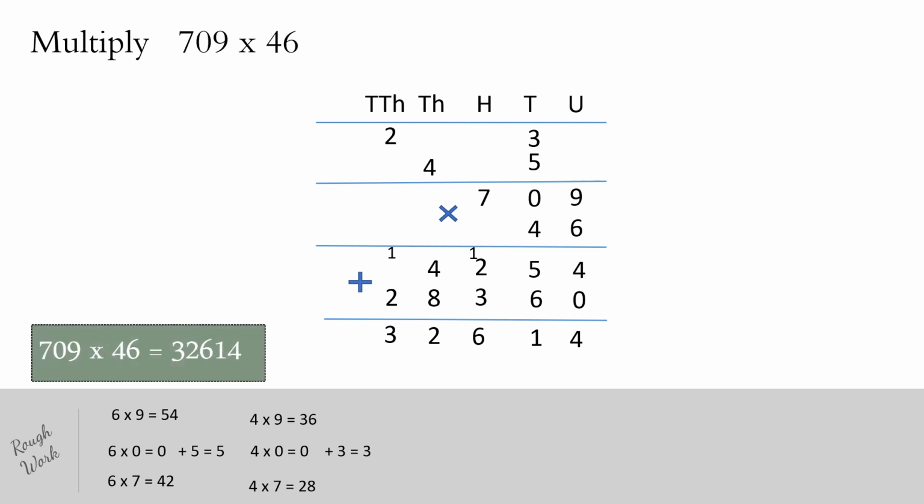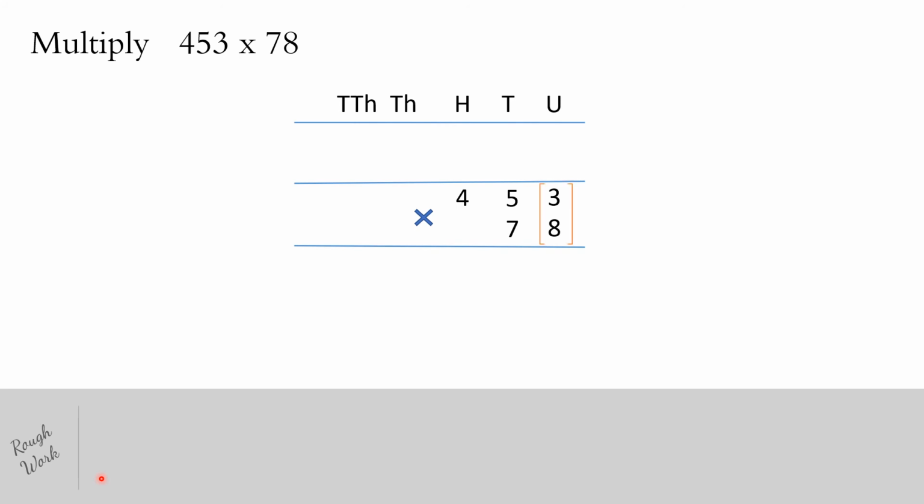So we got the final answer 709 into 46 is equal to 32,614. Multiply 453 into 78. So we will multiply 453 multiplied by 78. First we will multiply 8 by 3.